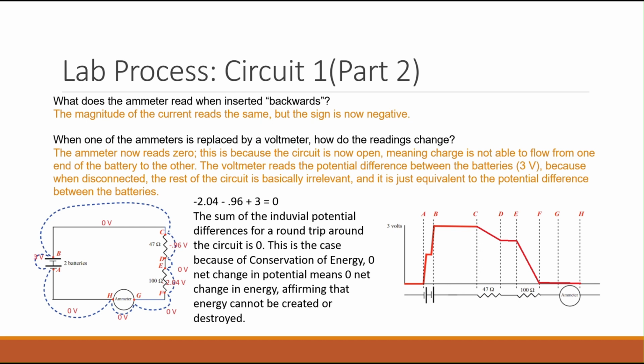If one of the ammeters is replaced by a voltmeter, how do the readings change? Well, the ammeter now reads 0, because the circuit is now open, meaning charge is not able to flow from one end of the battery to the other. The voltmeter reads the potential difference between the batteries, because when disconnected, the rest of the circuit is basically irrelevant. As you can see in our graph to the bottom right, the sum of all potential differences for a round trip across the circuit is 0, affirming the loop rule that we discussed earlier.